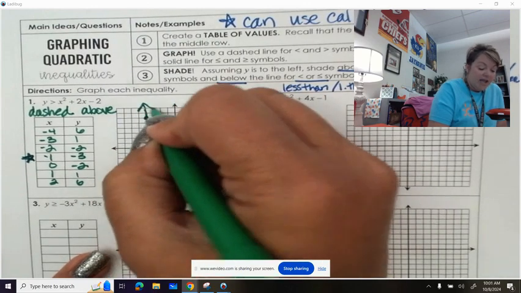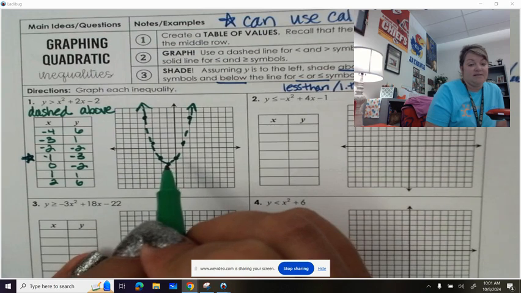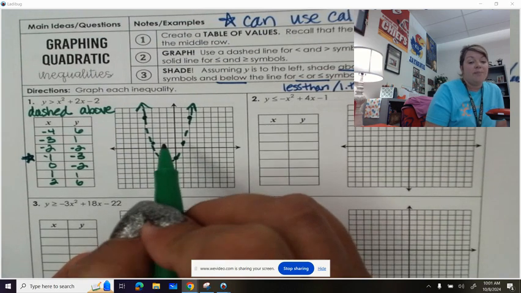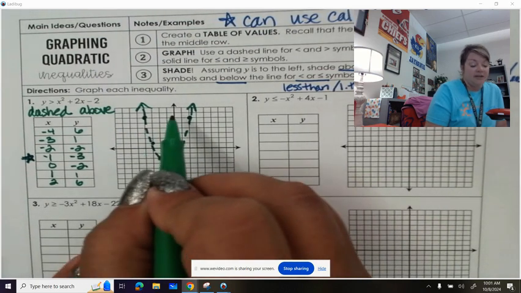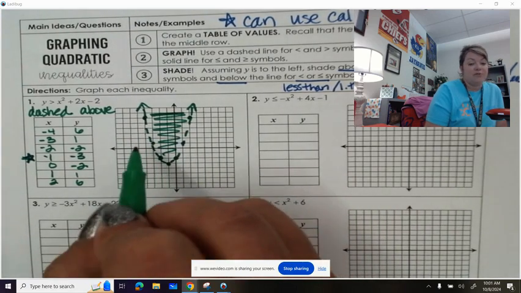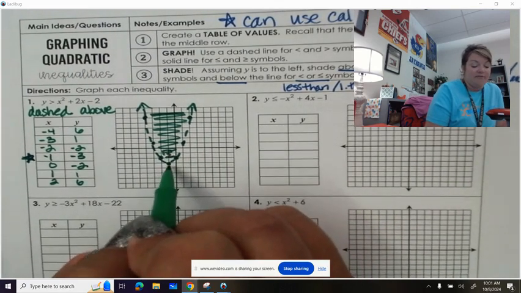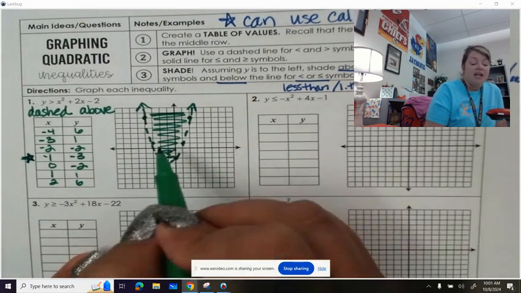Okay. And when I'm looking at shading above or below, I always look at where the vertex is. So here's my vertex. Above the vertex here would be inside, and below the vertex would have been outside the parabola. So that's what I kind of look at. I look at where my vertex is to decide above and below.